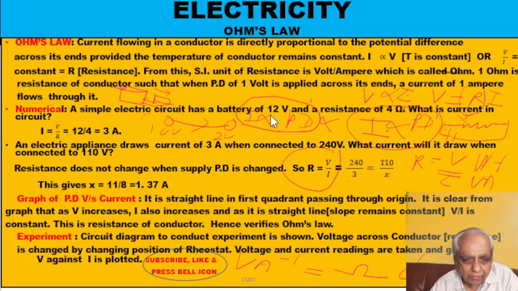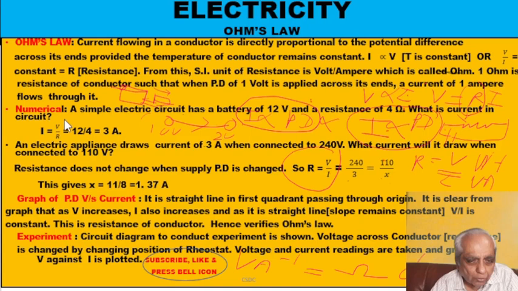So there is a simple numerical I am given. I am applying 12 volt and resistance is 4 ohm. So what is the current? V is equal to IR. You learn only this one formula: V is equal to IR. Now I have been given V and R, so I would be V upon R. So V upon R will give me 3 ampere.